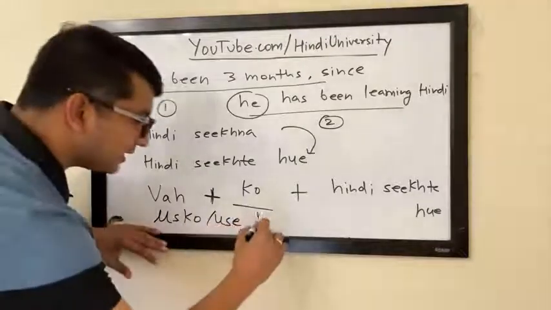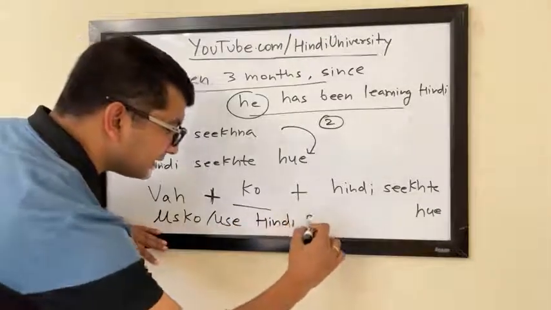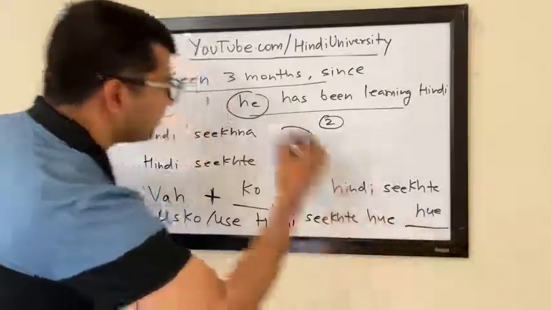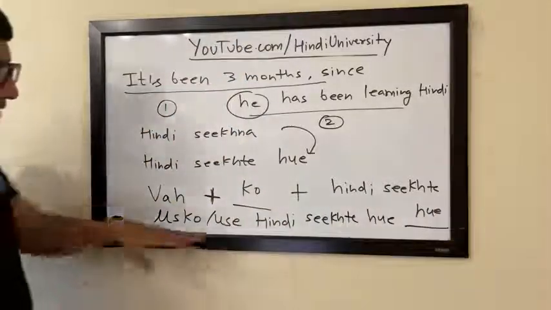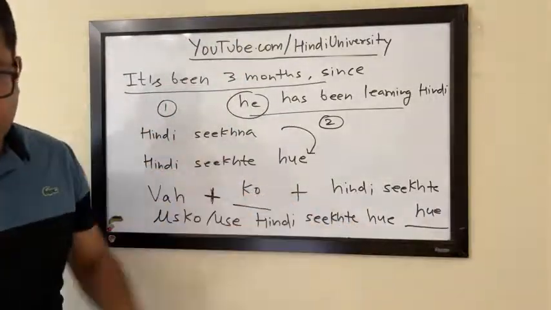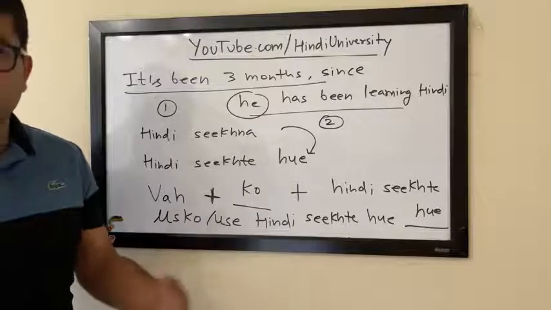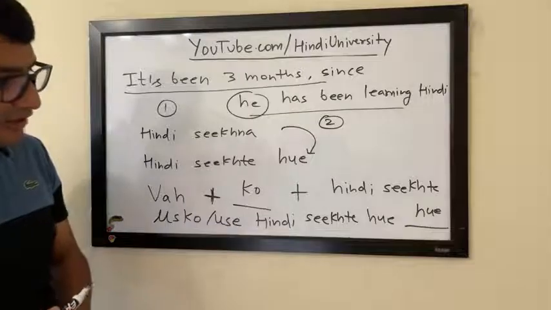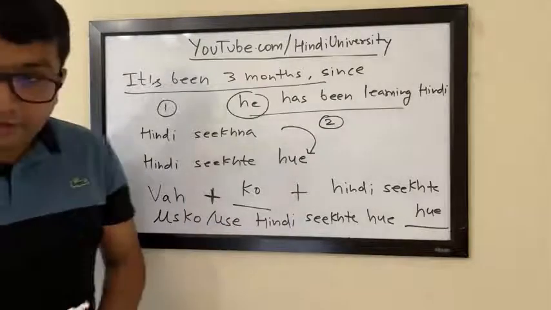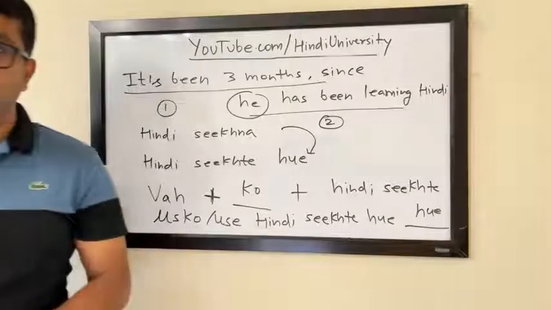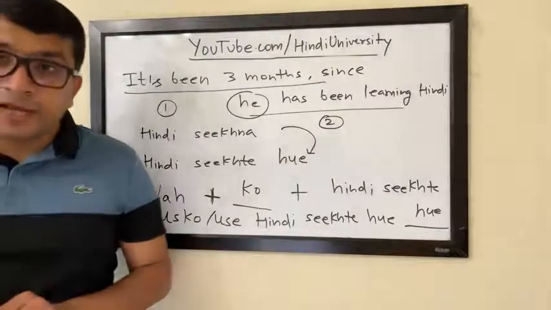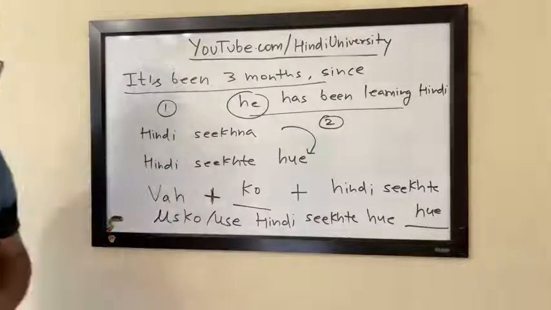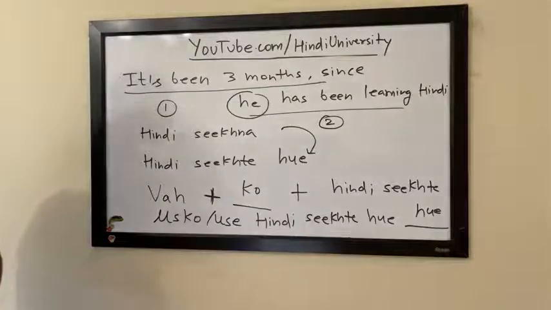So usko Hindi सीखते हुए, and then put the part 1 that we learned. उसको हिंदी सीखते हुए 3 महीने हो गए. No, हो गए, not हो गया. Or 3 महीने हो गए हैं, हुए हैं, हो चुके हैं. Either one is fine. Okay. 3 महीने हुए हैं.